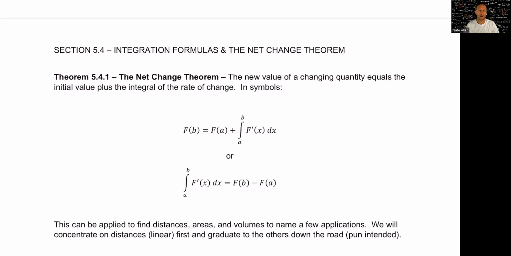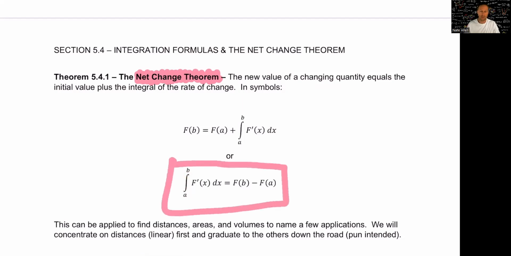So the first theorem here, 5.41, is titled the net change theorem. And if we are going to find the net change, then we will take a derivative function and integrate it from some beginning place or time to an ending time. It is literally just our fundamental theorem part 2. What we are now just going to call a definite integral. All right, that's all the net change theorem is.